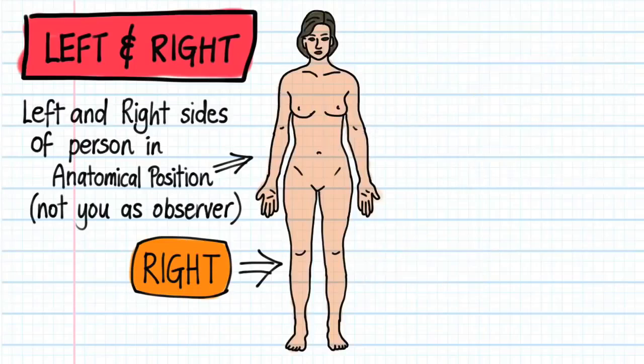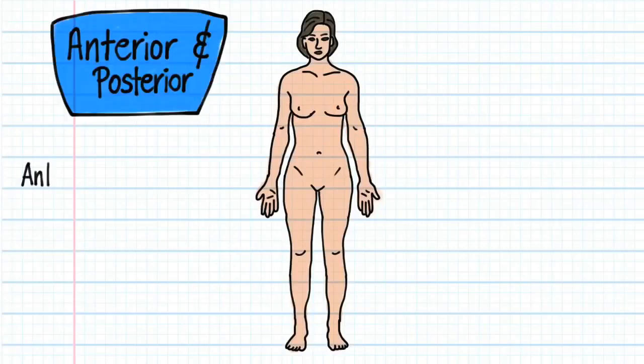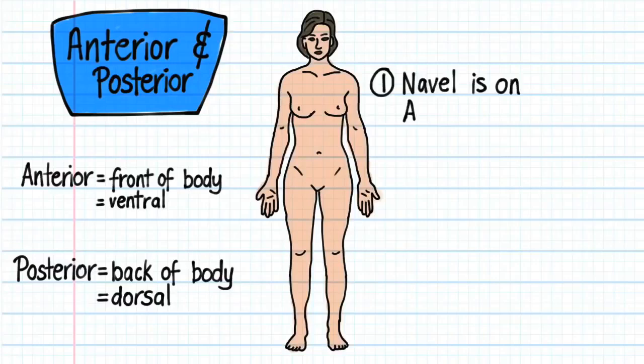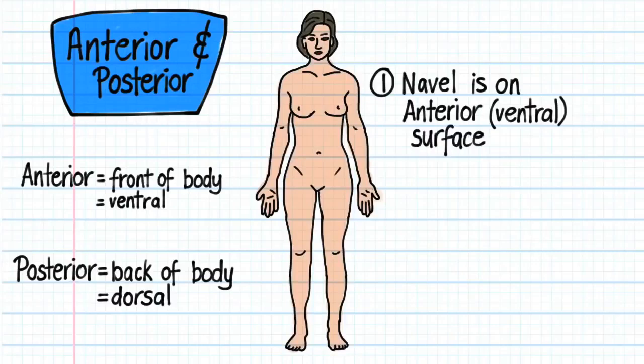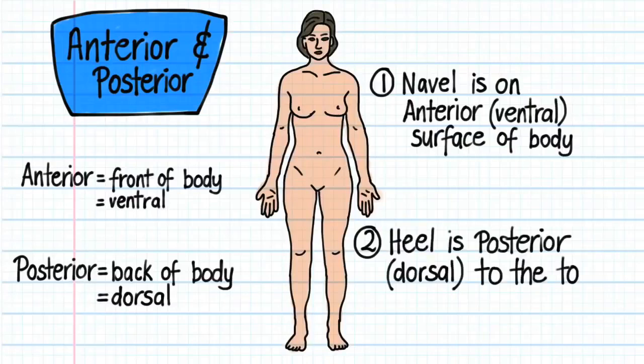Okay, next are the anatomical terms anterior and posterior. Anterior means front of the body, whilst posterior means back of the body. In humans, you can also use the term ventral for anterior and dorsal for posterior. Here are 2 examples of how you might use the terms anterior and posterior in a sentence. Example 1. The navel or belly button is on the anterior or ventral surface of the body. Example 2. The heel is posterior or dorsal to the toes.